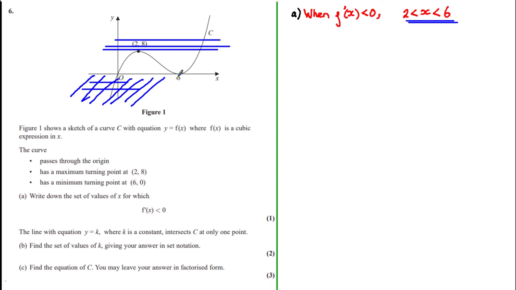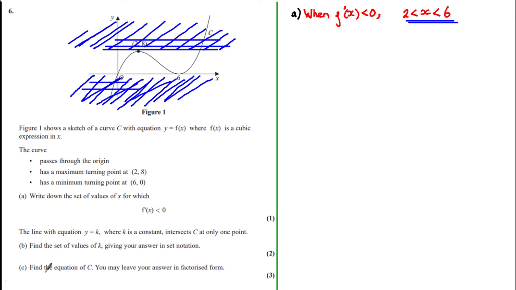Everything below the x-axis, or the line y equals 0, and everything above the line y is equal to 8. And so now we have our region. Let's write it in set notation.